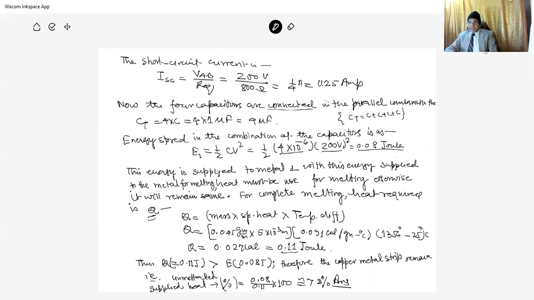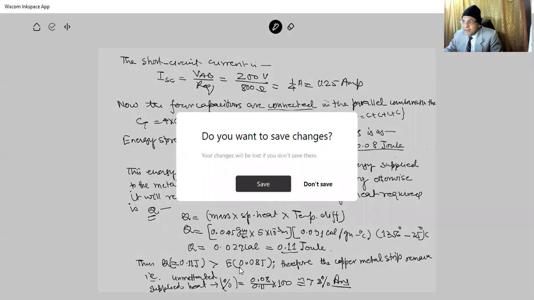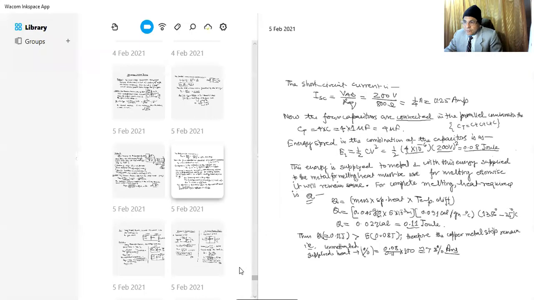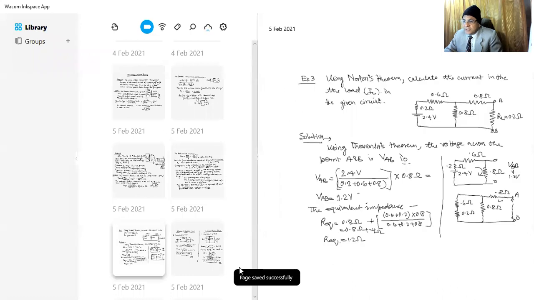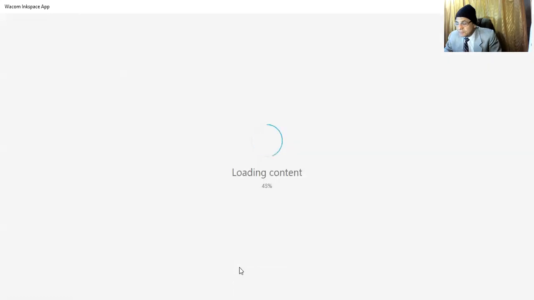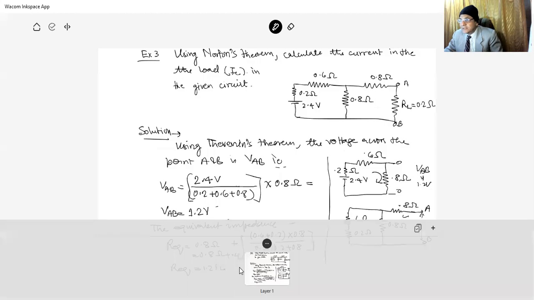So the required energy for melting of the copper strip is 0.11 joule, which is greater than the energy supplied by the capacitor, that is 0.08 joule. Therefore, the copper strip remains the same, it is unmelted. It means the supplied heat is not 100% for the melt, but it is 73%. So for the melting, more energy is required. So the metal strip will not melt in this case.